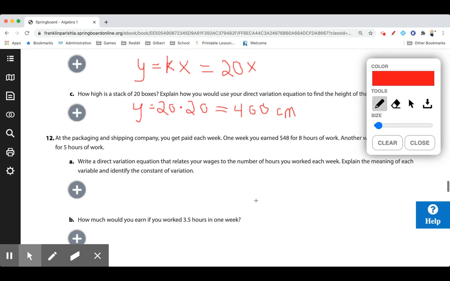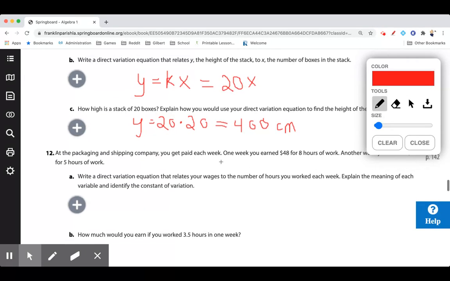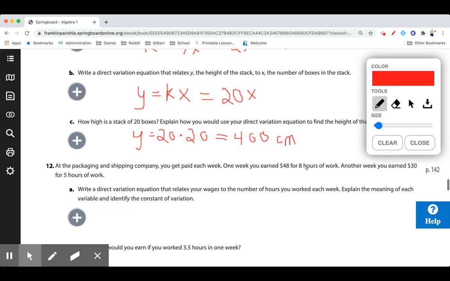All right, at the packaging and shipping company, you get paid each week. One week you earn $48 for 8 hours a week. Another week you earn $30 for 5 hours of work. Write a direct variation equation that relates your wages to the number of hours you work each week, and explain the meaning of each variable and identify the constant of variation.